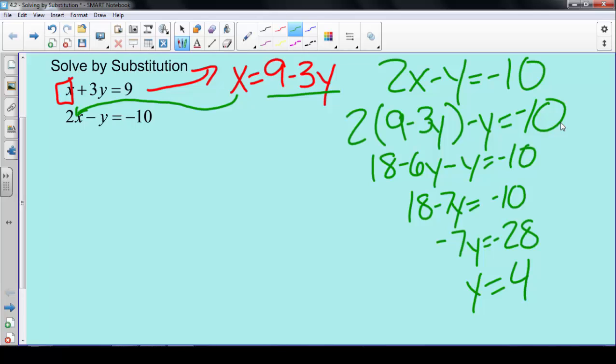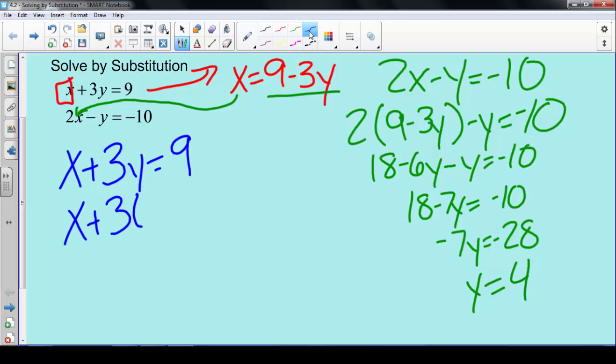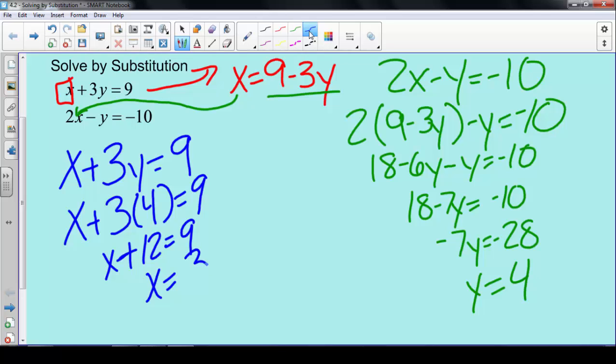Now that we have a value of y, we can go back to either original equation to figure out our x. It doesn't matter which equation you go back to, just make sure you go back to an original. I'm going to go back to that first one. So that means our answer is -3, 4. Remember, ordered pairs go x, y.